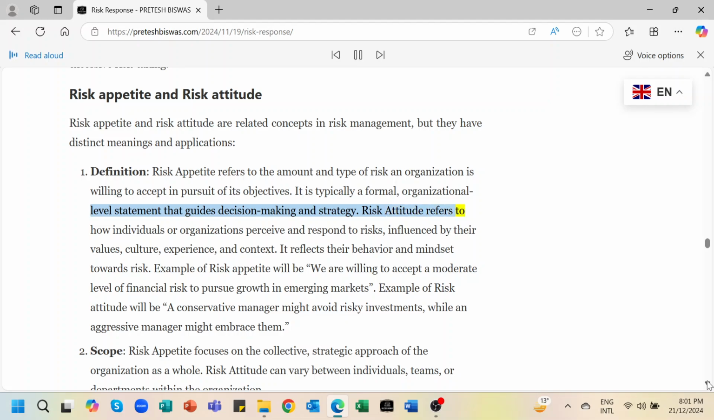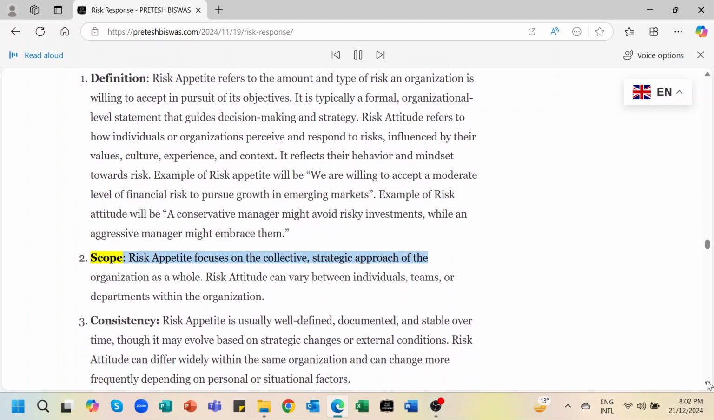Risk attitude refers to how individuals or organizations perceive and respond to risks, influenced by their values, culture, experience, and context. It reflects their behavior and mindset towards risk. Example of risk appetite: we are willing to accept a moderate level of financial risk to pursue growth in emerging markets. Example of risk attitude: a conservative manager might avoid risky investments, while an aggressive manager might embrace them. Scope: risk appetite focuses on the collective, strategic approach of the organization as a whole.